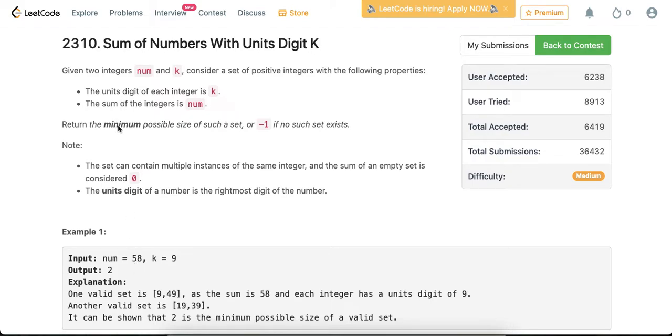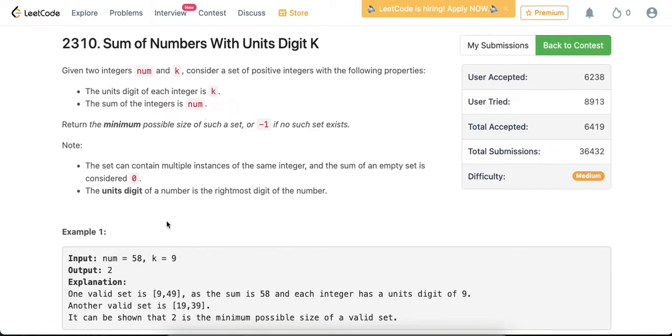So we are asked to return the minimum possible size of such a set of integers, or -1 if no such set exists. So we are looking for the minimum size of a set that, when we sum all the members in that set, results in num.